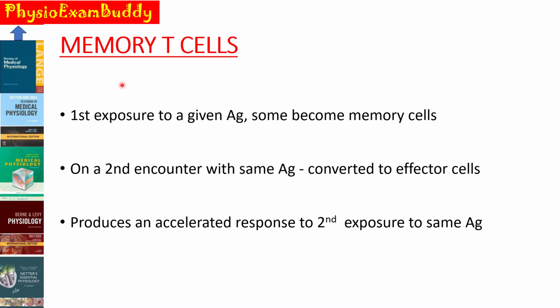The last type of T cell is the memory T cell. On first exposure to a given antigen, some of these T cells become memory cells. On a second encounter with the same antigen, these memory cells are converted into effector cells, and they produce an accelerated response to the second exposure to the same antigen. So that is about the memory T cells.